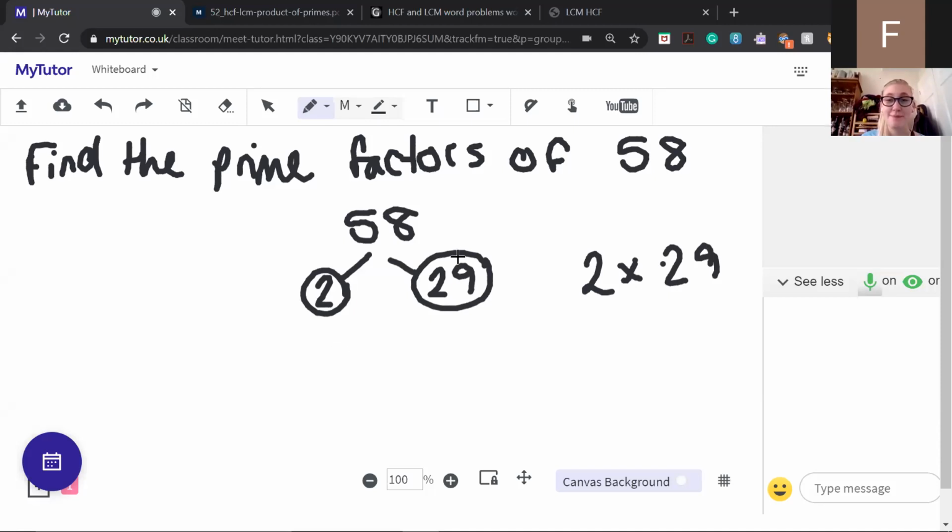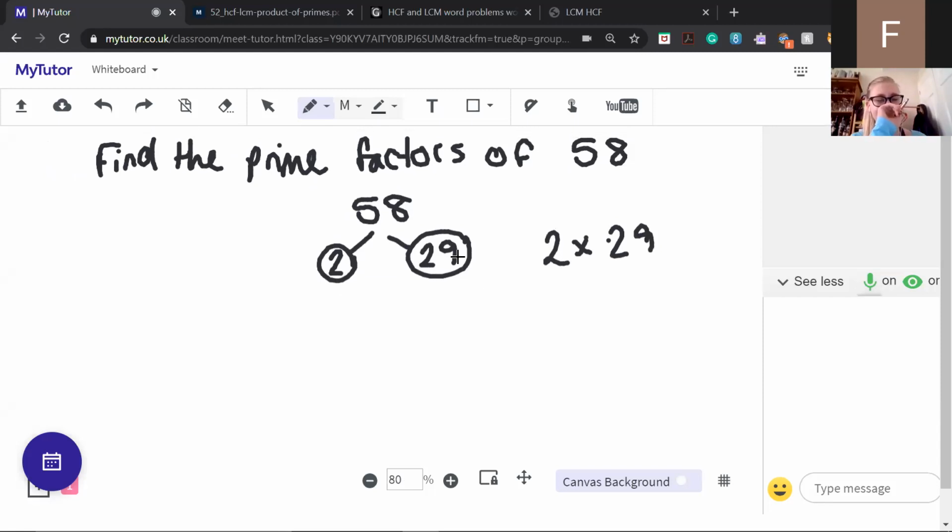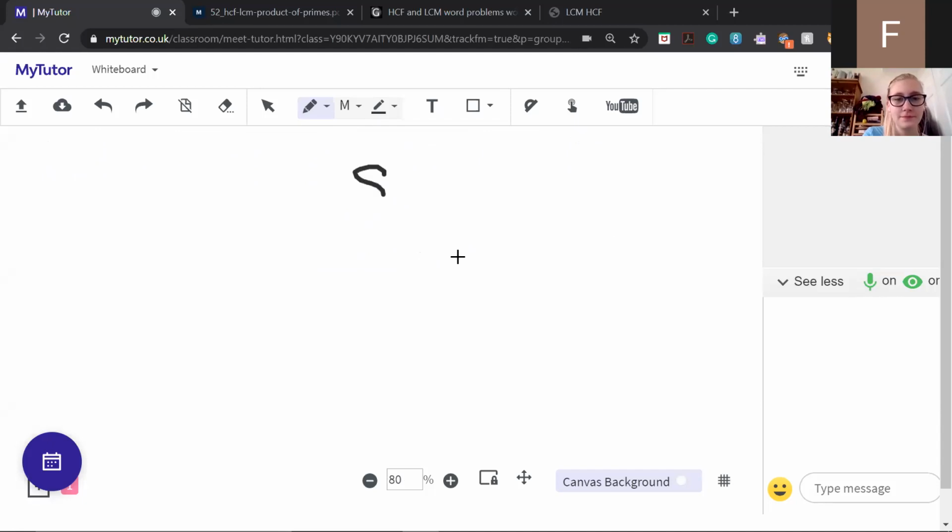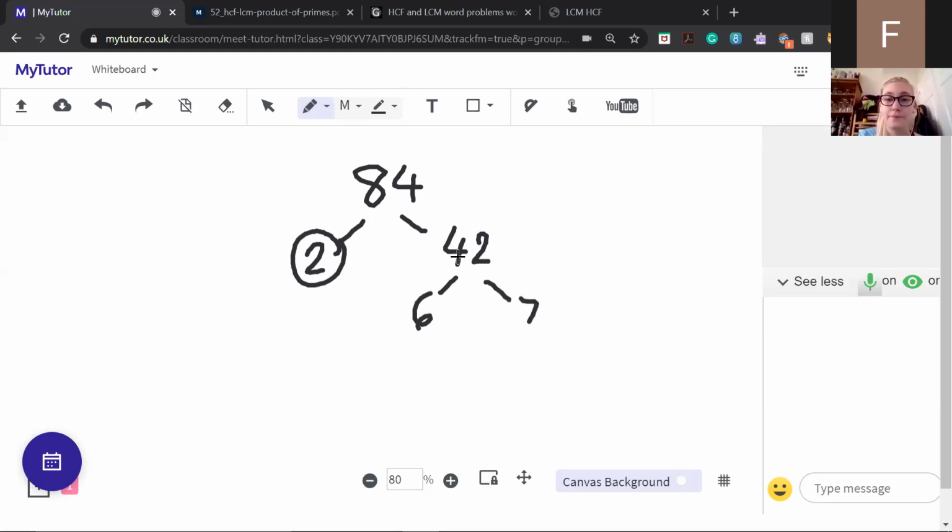If I choose a better example, something like 84, then again, it doesn't matter at all which order you split them up. I normally start with 2, if it goes in, if not 3, and so on. So this splits into 2 and 42. And then 42, I could split it into 2. I actually also know that that splits into 6 and 7, for example. So we can do that. 7 is a prime, so we circle it. And 6 is 2 times 3.